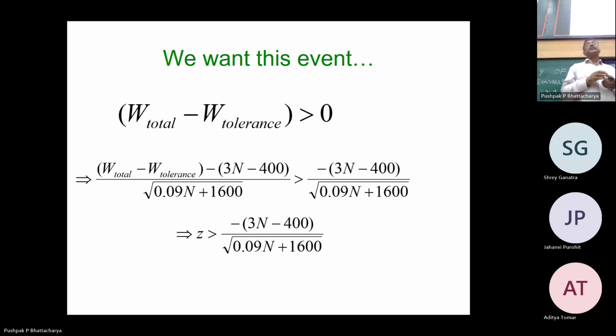Okay, let us see. We want the event W total minus W tolerance greater than 0 to have low probability. So consider this inequality: W total minus W tolerance is greater than 0. We subtract 3n minus 400 from both sides and divide by the square root of 0.09n plus 1600 on both sides. Then the standard normal variable Z should be greater than minus 3n plus 400 divided by the square root of 0.09n plus 1600, as you see on the screen. So Z should be greater than this quantity.